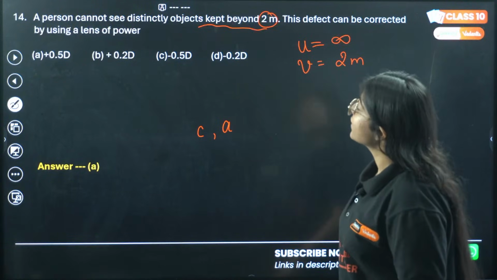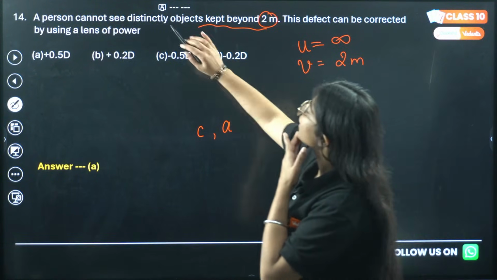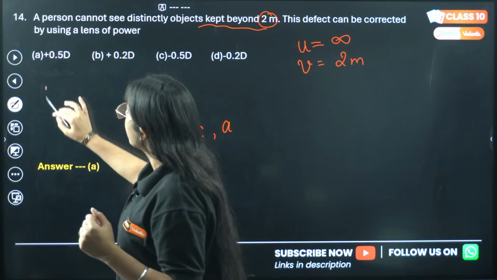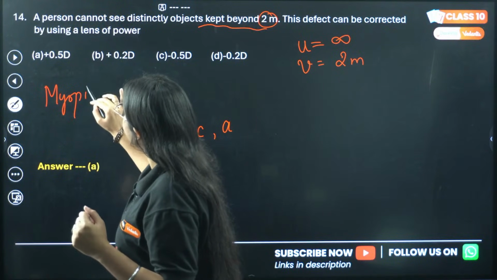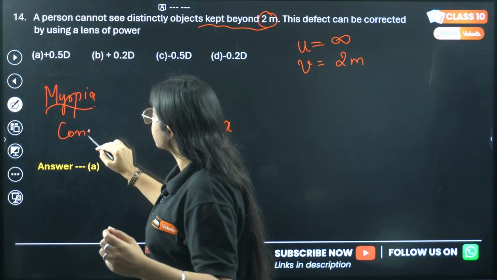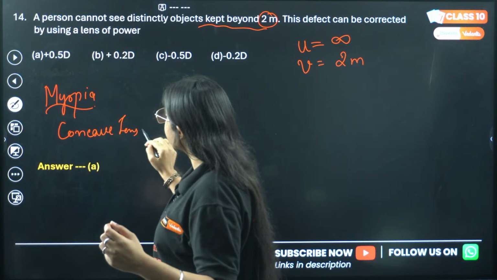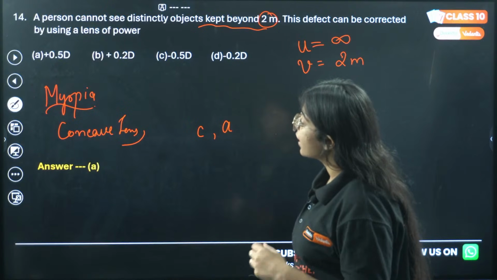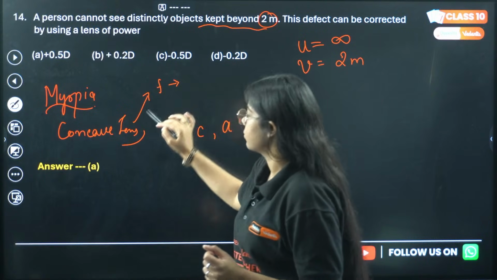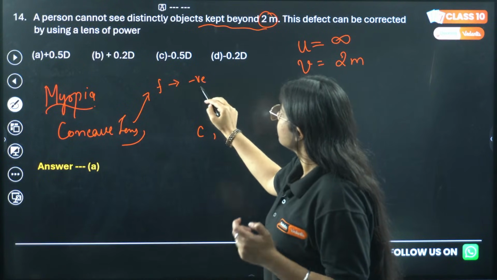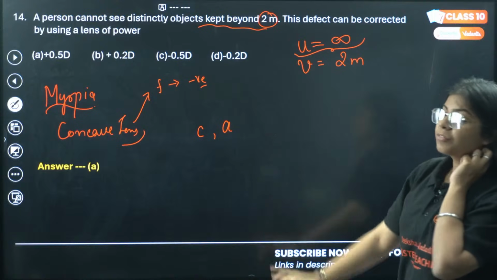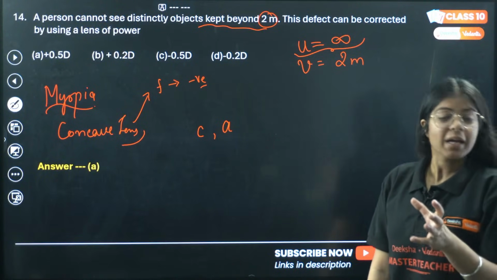Okay, let's see what is happening here. He cannot see distant objects clearly. So for distant objects, this is myopia. Correct? This is myopia, and it is corrected by using what kind of lens? It is corrected using a concave lens. Am I correct till here? If it's corrected using a concave lens, then what is the focal length of a concave lens? It's always negative, ma'am. Correct? And in this case also, the object is at infinity. If the object is at infinity, then V will be negative.